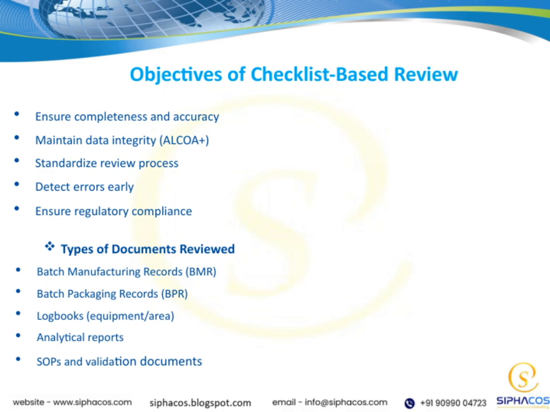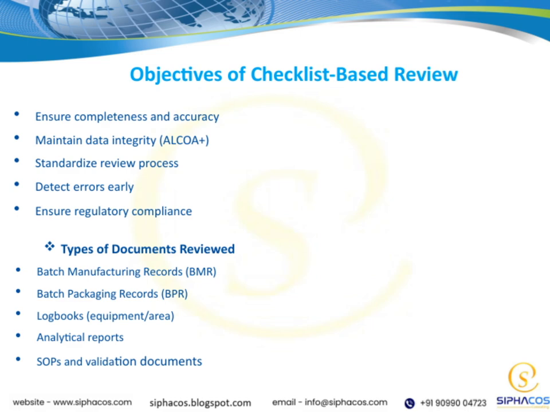Now, let's take a closer look at the types of documents we review during this process. First, we have batch manufacturing records, or BMRs, which detail every step of the manufacturing process for each batch. Then, there are batch packaging records, or BPRs, that document the packaging activities. We also review logbooks, which can be related to equipment or specific areas to track operational details and conditions. Analytical reports are another key type, providing vital data on product quality and stability. Lastly, we examine SOPs and validation documents to ensure procedures are followed correctly and validated properly.